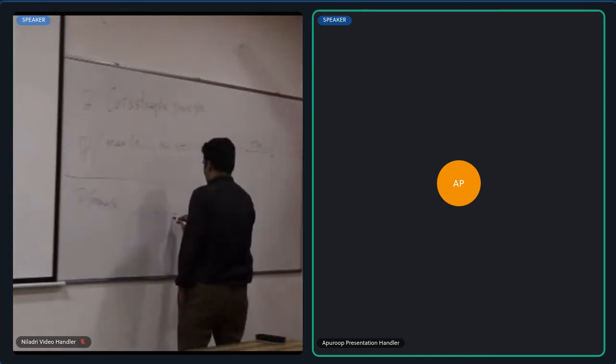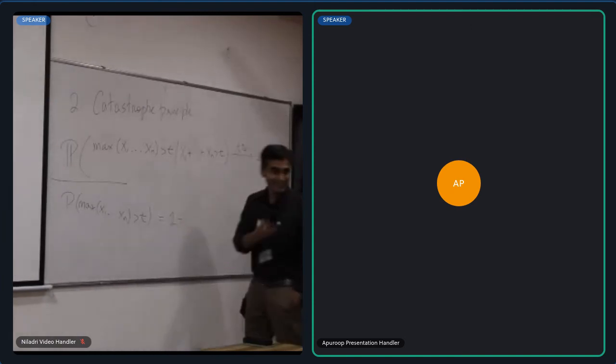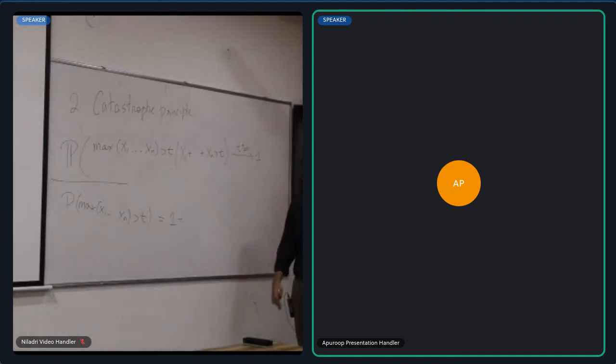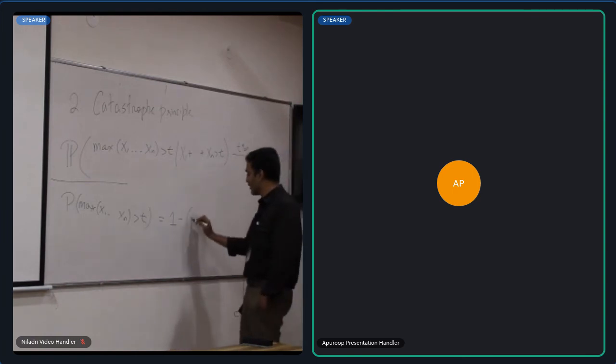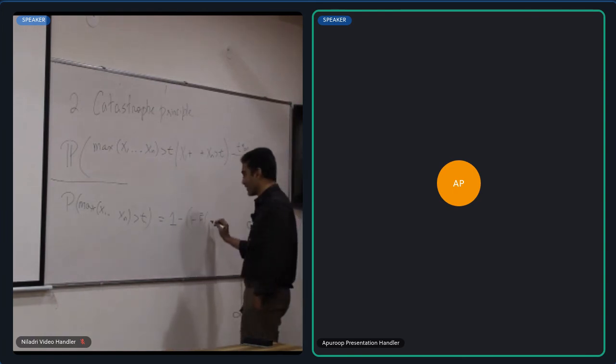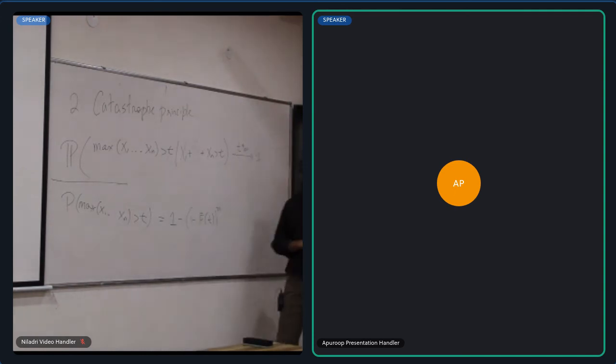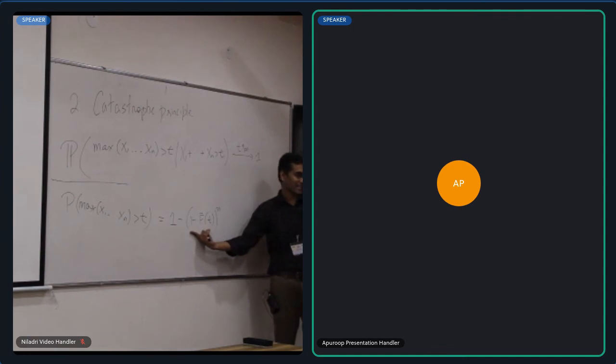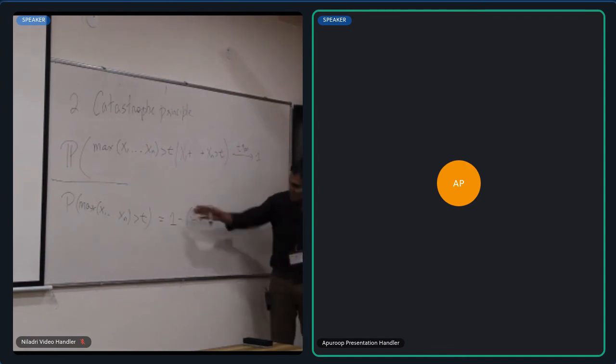The way you handle this is, of course, everybody has done this. So 1 minus the probability that the max is less than or equal to t, by IID, so this is going to be 1 minus (1 minus F bar of t) the whole raised to n. This is the probability that one guy is less than or equal to t. That raised to n is the probability that everybody is less than or equal to t. 1 minus that is the probability.